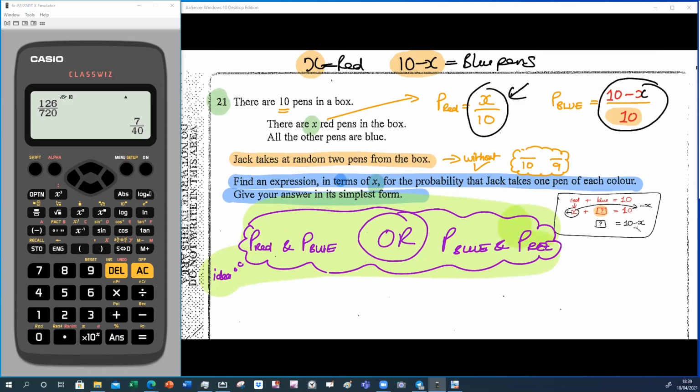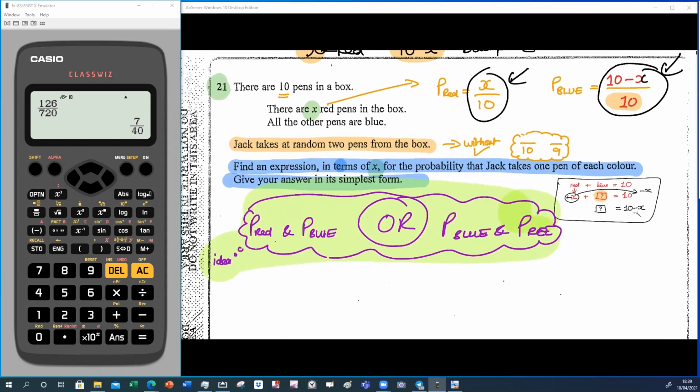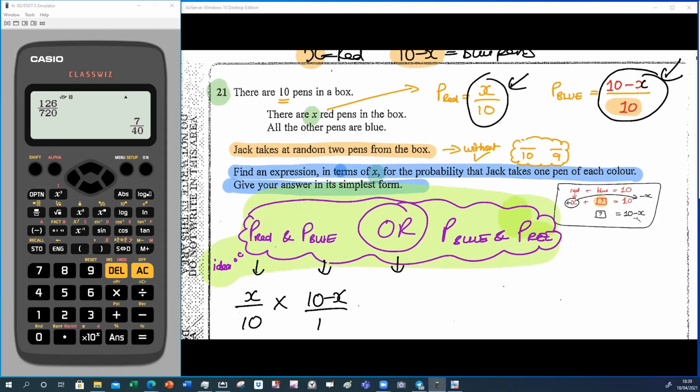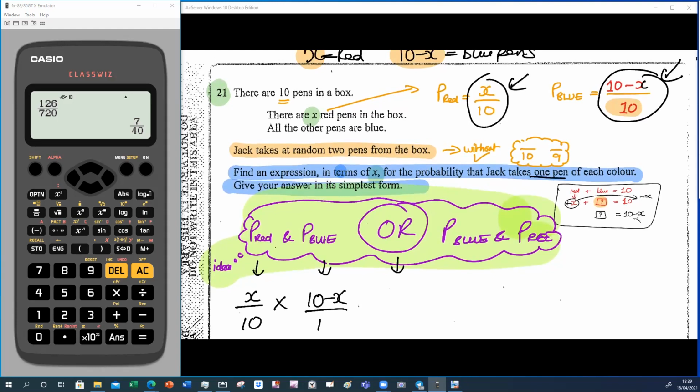And this is the probability of blue. So now use the algebra that we formed, and start putting it in here. Now off you go. So what do we do here? X over 10 times y. X over 10, probability of red, times 10 minus x over 10. Oh, hang on a second. Actually, 9, because it takes one pen of each color. So did you put it back in?